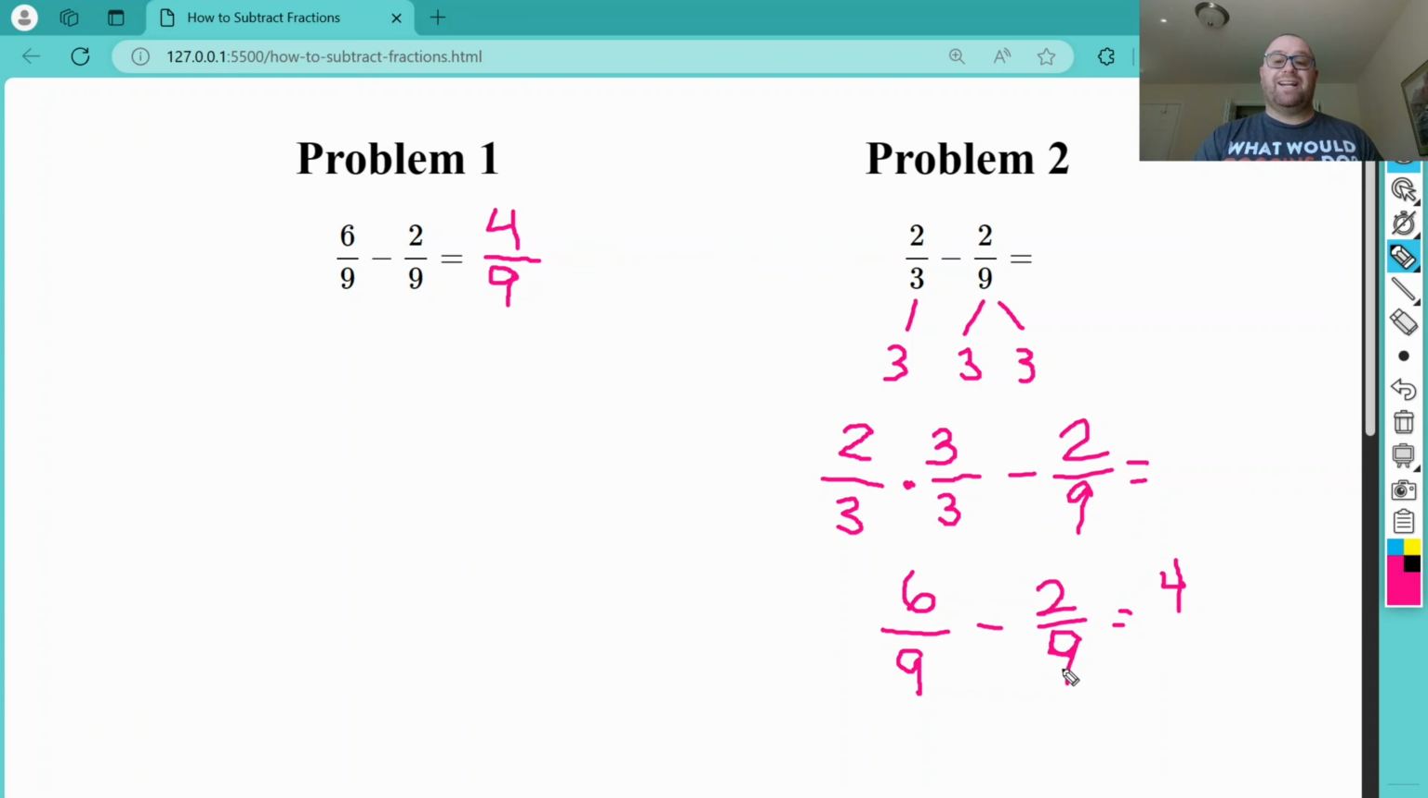Again, since we have the denominators the same now, we don't do anything with it. We keep it the same. So our solution to problem 2 is also 4/9. Because again, it's the same problem. I just wrote 6/9 as 2/3 here. Okay, take a quick snapshot of that, and we'll move to problems 3 and 4.